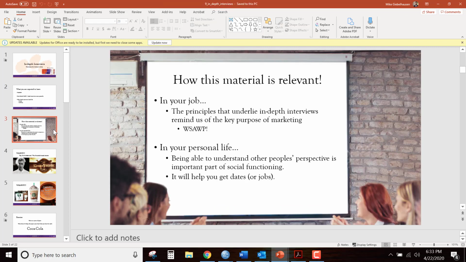All right, so why this material is relevant. I think it's important to understand what depth interviews do, and it's a strategic marketing tool. And also, if you can, it's a useful skill in life to be able to understand people's perspectives, and that's what depth interviews are all about. Also, more practically, being able to do a depth interview or talk to someone in sort of depth interview mode is a useful way to talk to people, because it lets them do most of the talking, which people usually like.